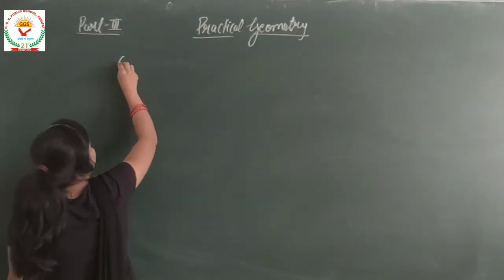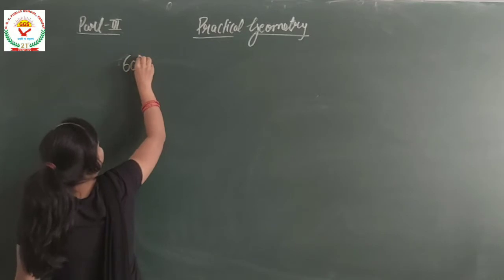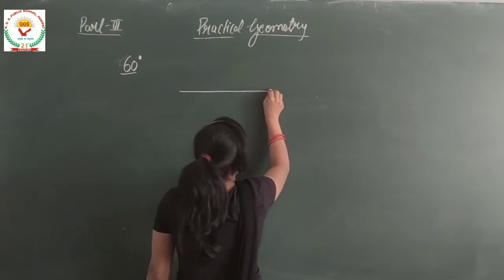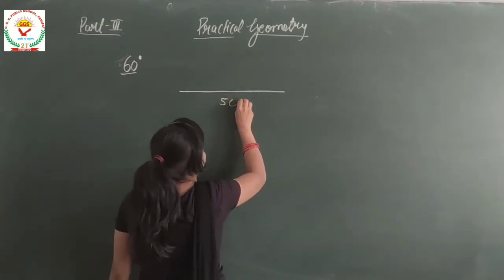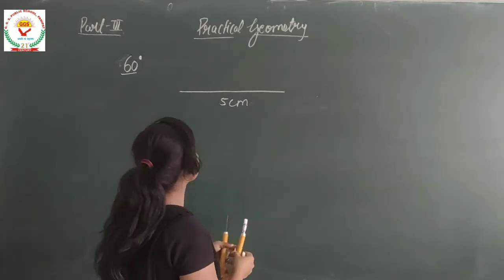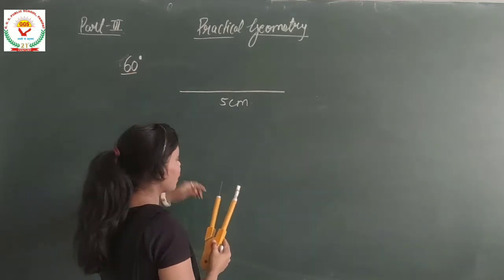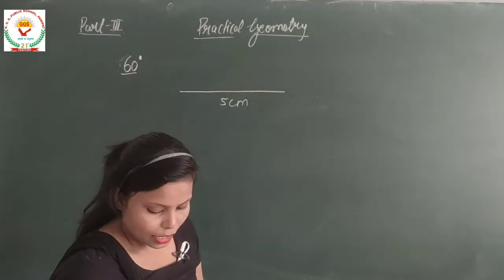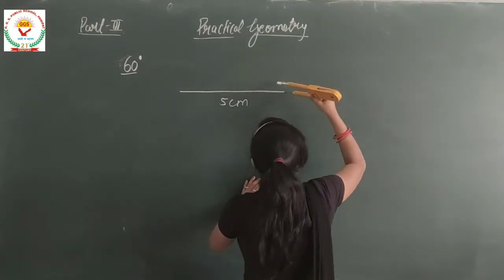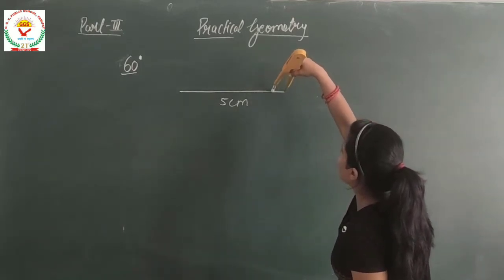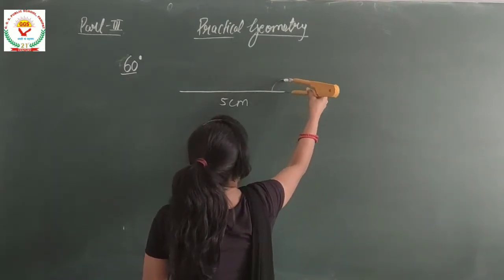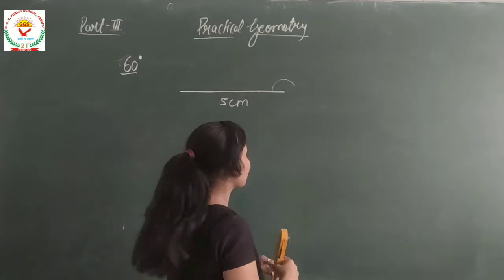Suppose I need to make an angle of 60 degrees. So what will I do? Suppose this is a line segment of 5 centimeter. This is the compass. I need to make a 60 degree angle. I will keep my needle at one end and draw an arc.